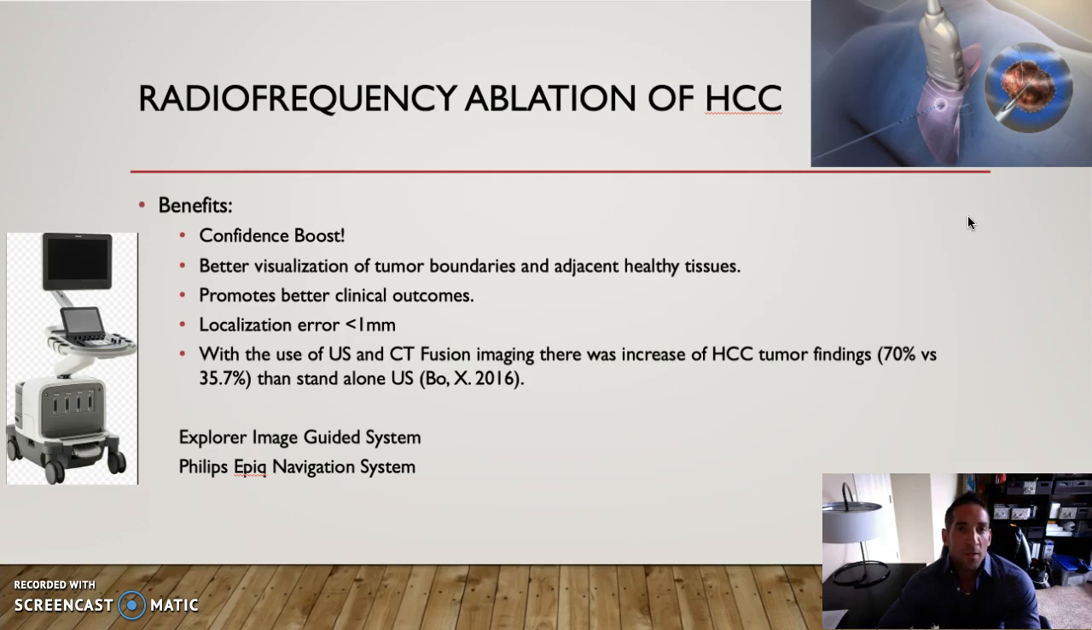One study compared the use of just ultrasound versus the use of ultrasound fusion with CT, and found that there was almost double the amount of tumors located and found versus standalone. So 70% versus 35.7%. Two common systems that you'll see here are going to be the Explorer image guided system and then the Philips Epic navigation system. GE and Philips sell these 2 types of enhanced systems that allow for image fusion therapy.